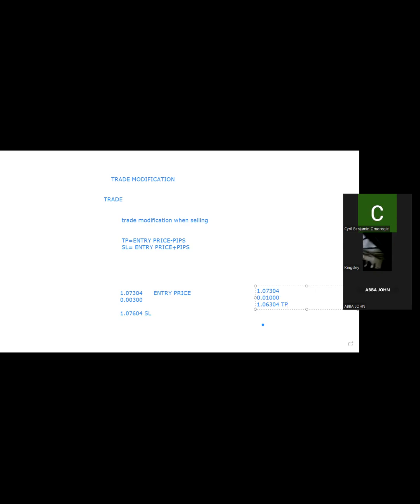So this take profit figure now is one I will go back, click that trade that I was running before, and select modify trade. In the green part, I'll put that 1.06304. In the red part, I'll put 1.07604. Do you understand? So use these figures now. Go and modify that trade, meaning go and click the trade, put the profit on the green one, and the stop loss on the red one. Once you do that, screenshot and send to my WhatsApp.